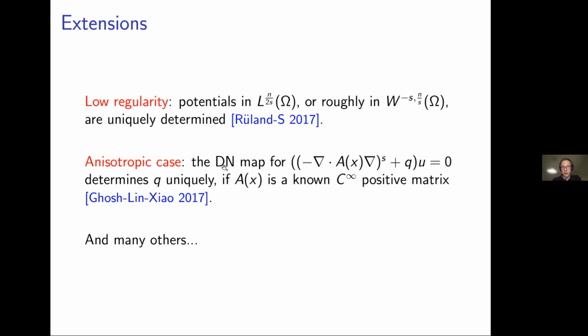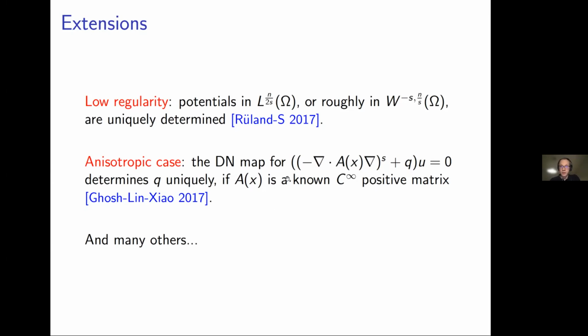And also you can prove a result in the anisotropic case. So the Dirichlet-Neumann map for this equation, where now you have a matrix coefficient a of x inside. If this a of x is known, then you can determine q uniquely. So this matrix coefficient case is also not known in the classical Calderon problem. There have been lots of other works. I don't have time to mention all of them.